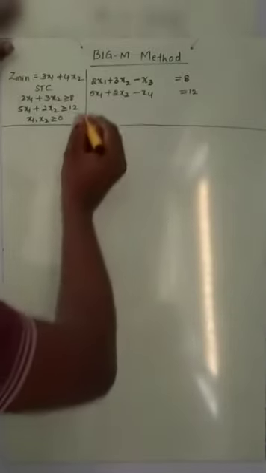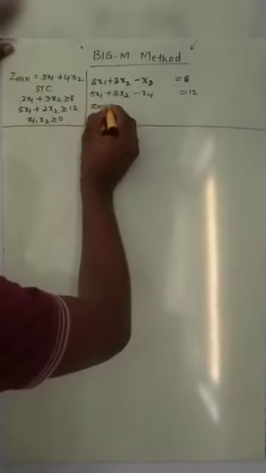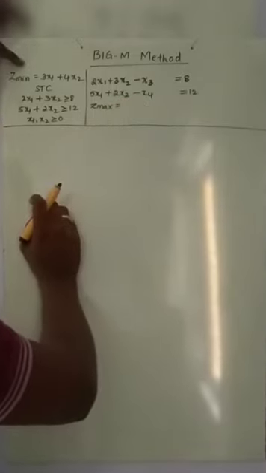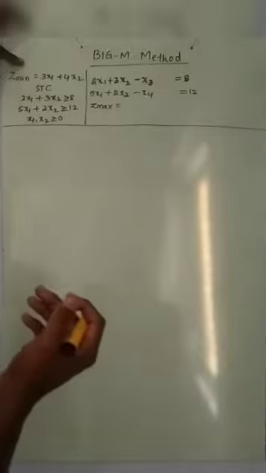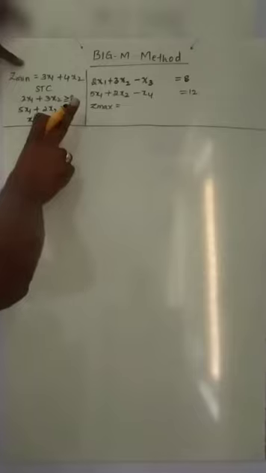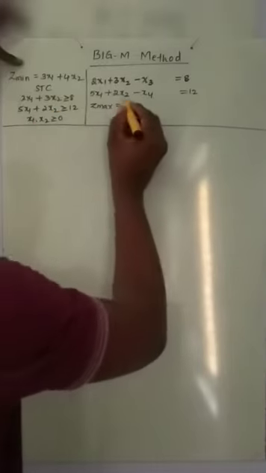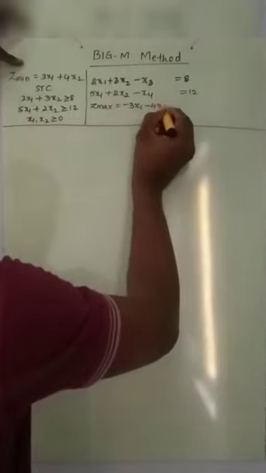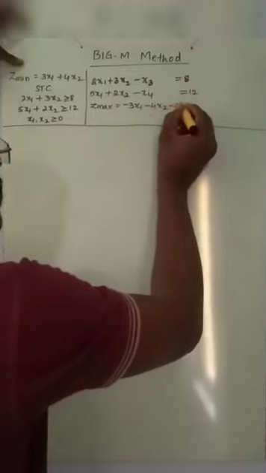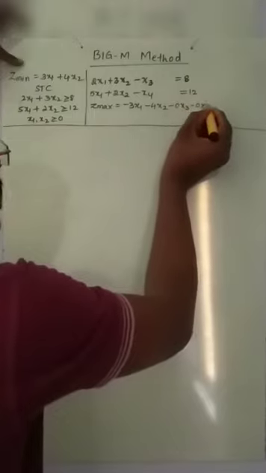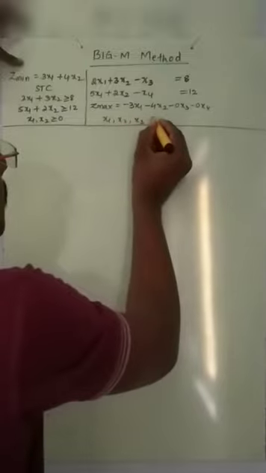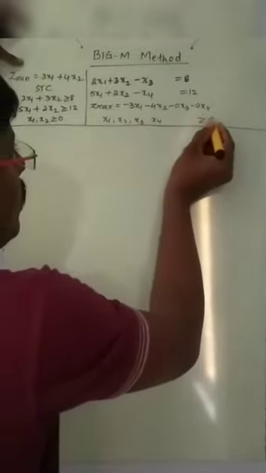So now I'll write the z max for this. Actually, they have given z minimization, and we know how to solve the problem in z max. Because of that, I'll convert the minimization into maximization by multiplying by minus. So this becomes z max equal to minus 3x1 minus 4x2 minus 0x3 minus 0x4, with x1, x2, x3 and x4 greater than or equal to 0.